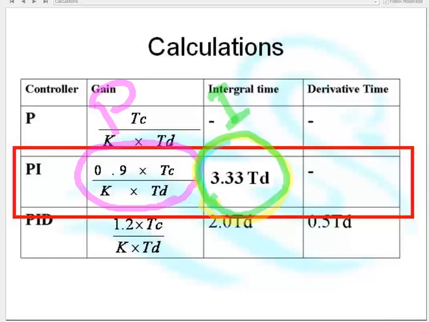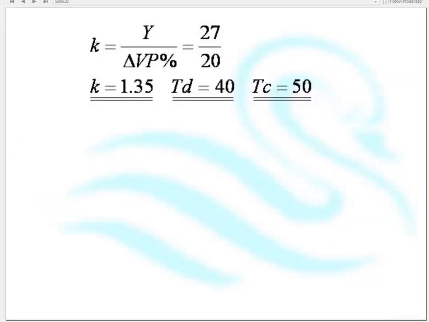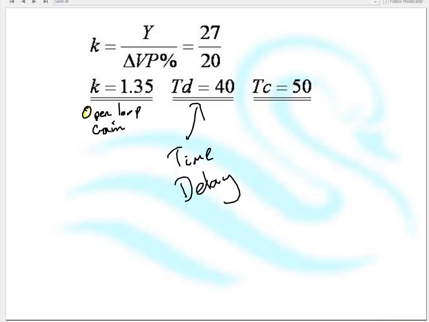So, using those equations, here's the values I found. I found my open loop gain, K, to be 1.35. I found my time delay to be roughly 40. And I found my time constant to be roughly 50. Now you may have found the same values. I'd be surprised if you did.